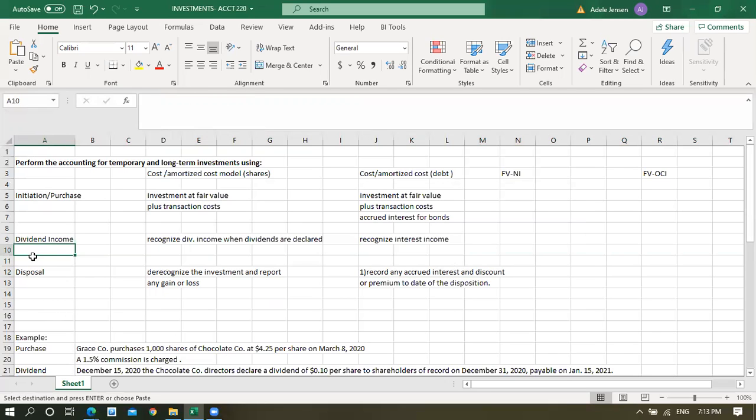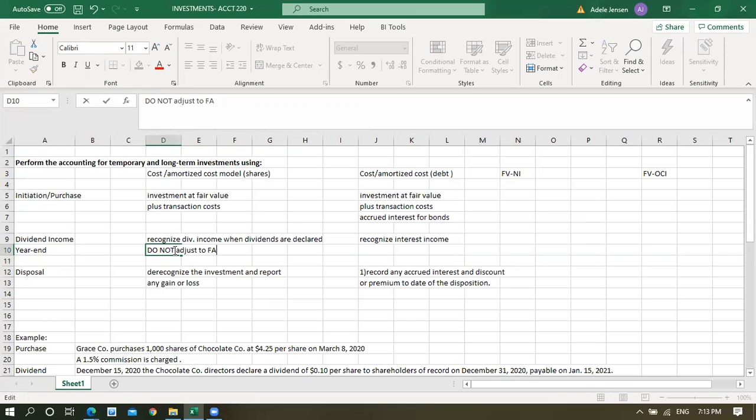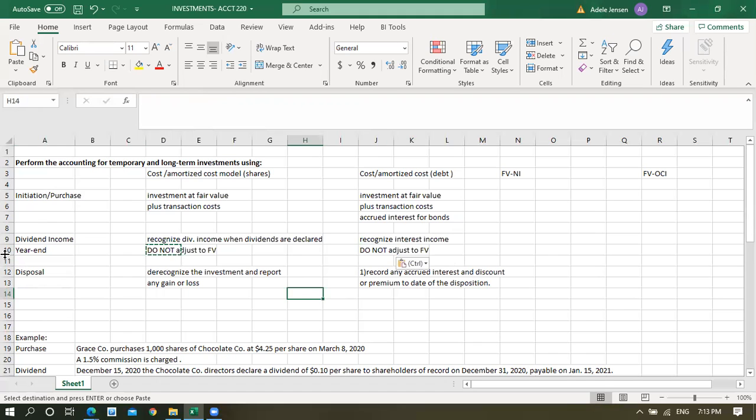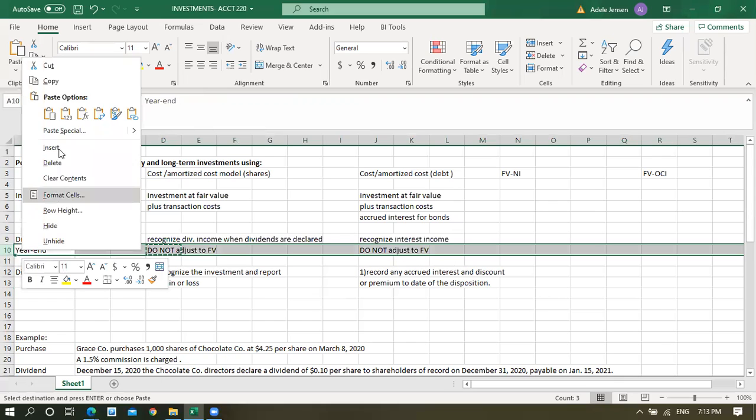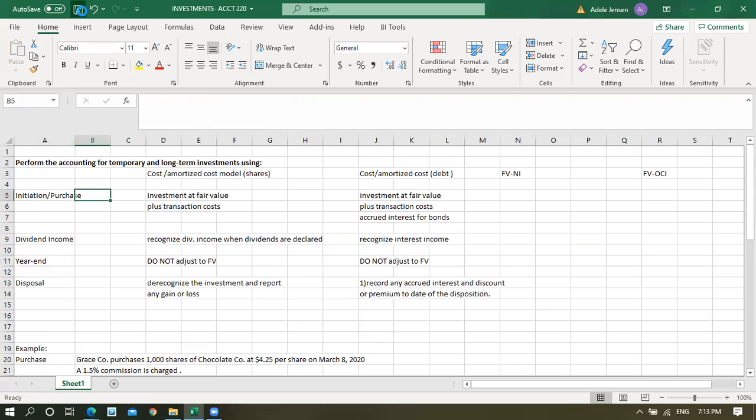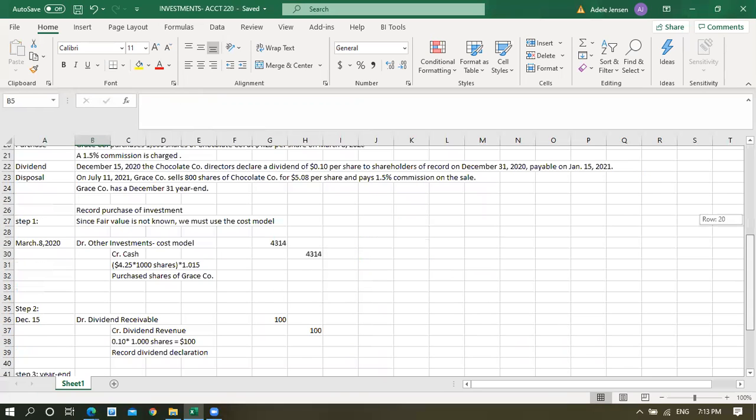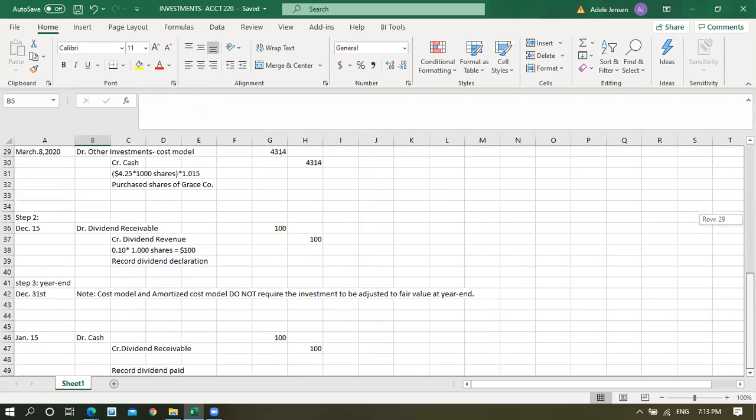Okay, let's just put it here. Okay, so we have year end. Basically, do not adjust to fair value. And that's the same here as well. Okay. All right, we are cruising along here. Let's go back to our example. So at year end, we do not have anything to record.